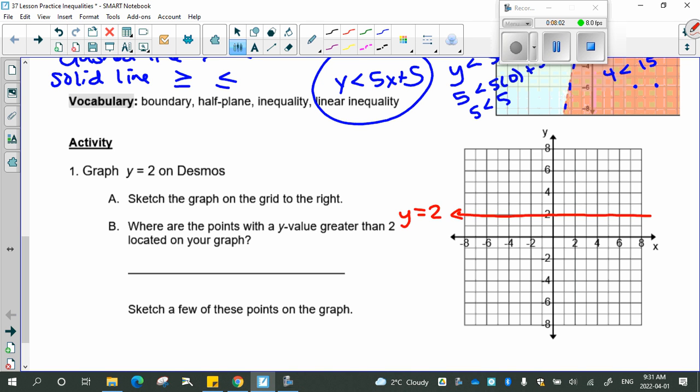Sketch the graph on the grid to the right, we did. Where are the points with a y value greater than 2 located on your graph? Above, okay, above the line y equals 2. Sketch a few of these points. So a few points that are greater than 2.